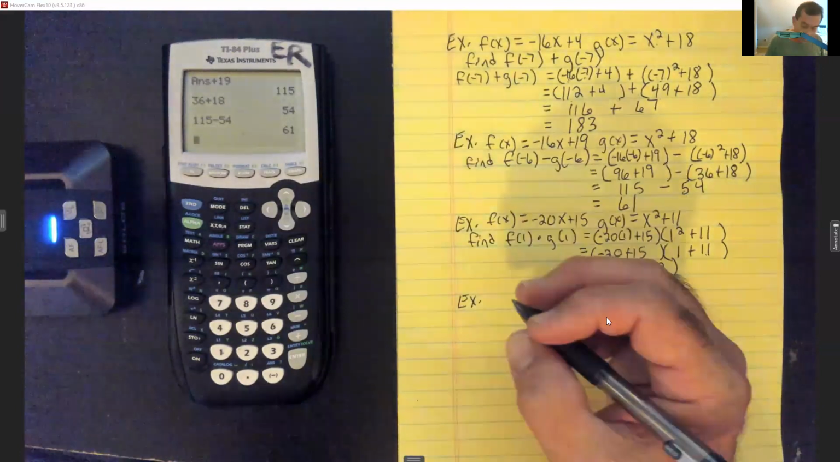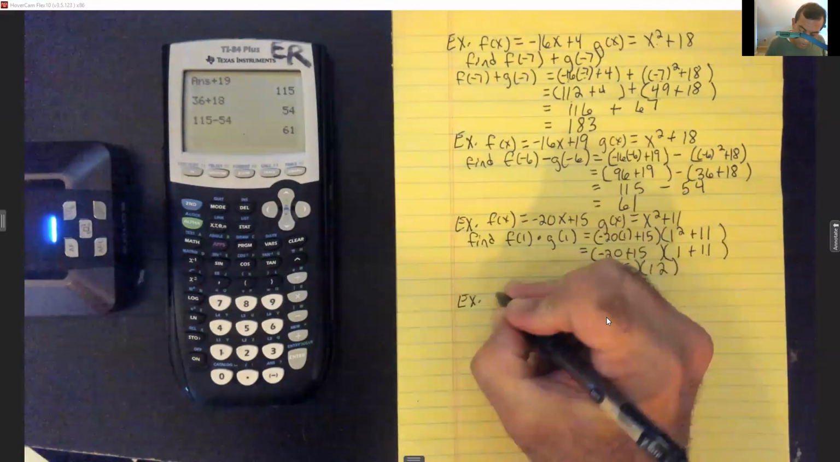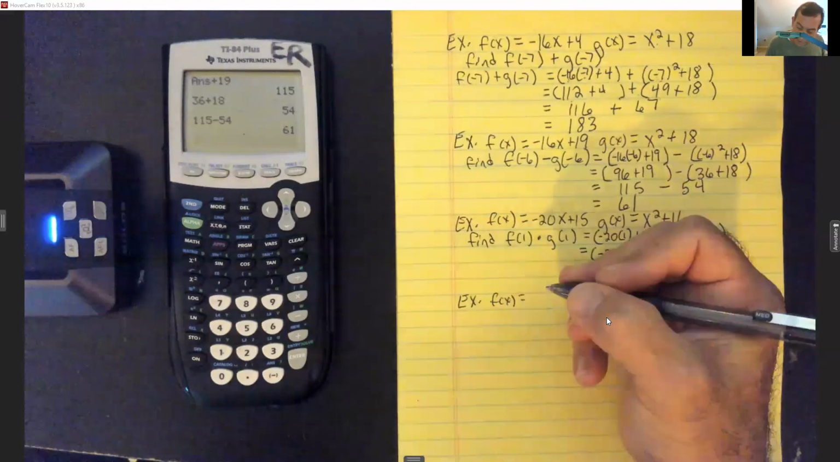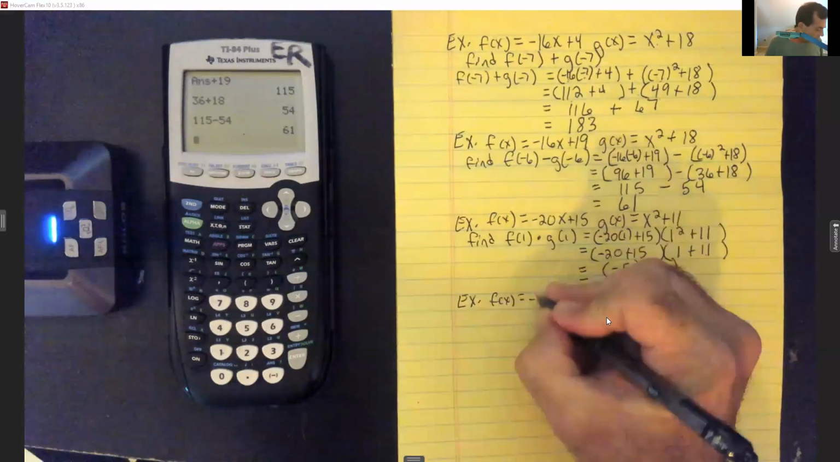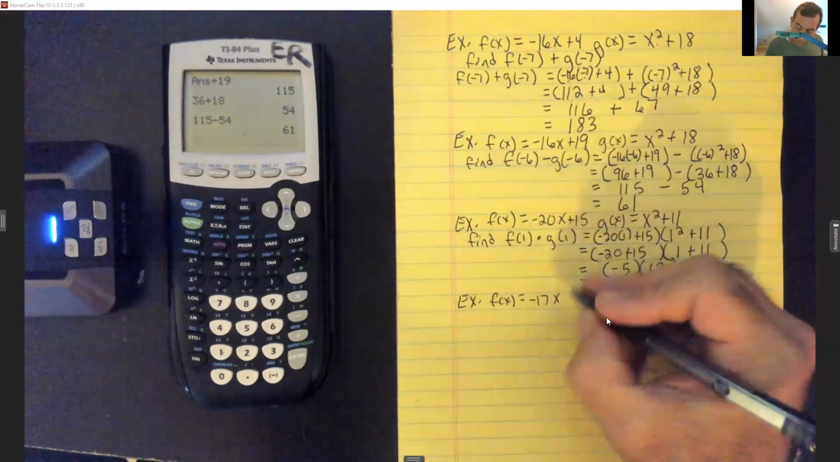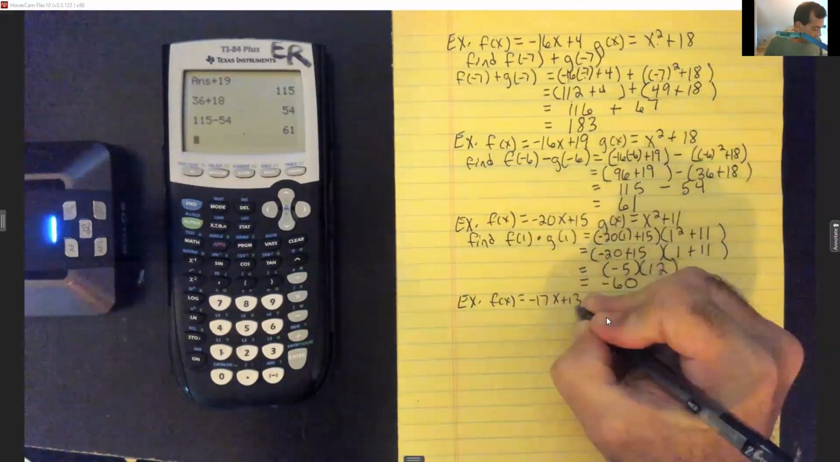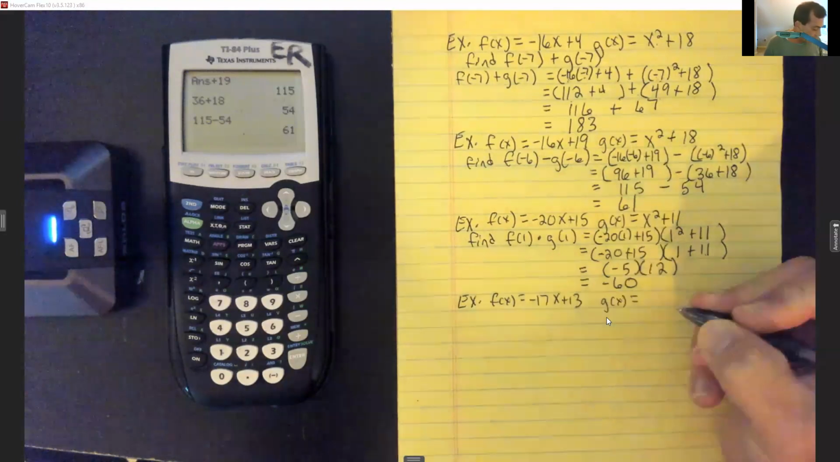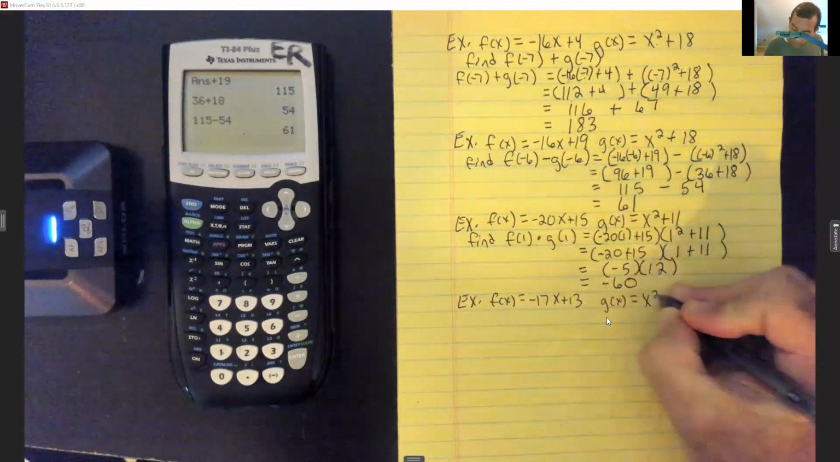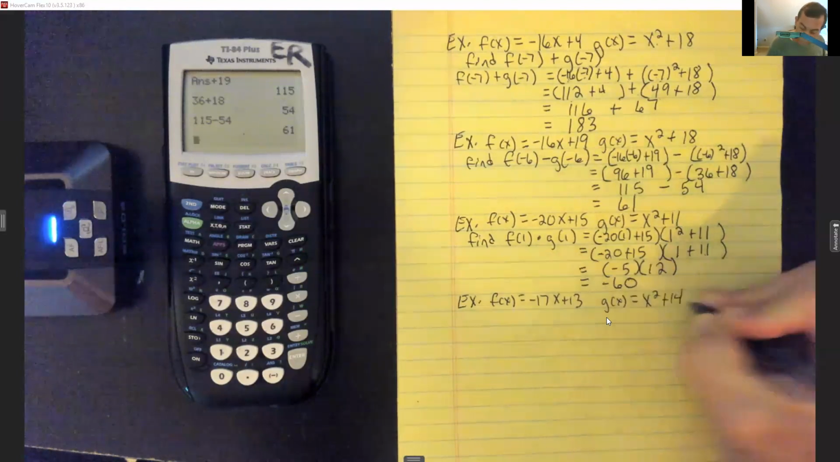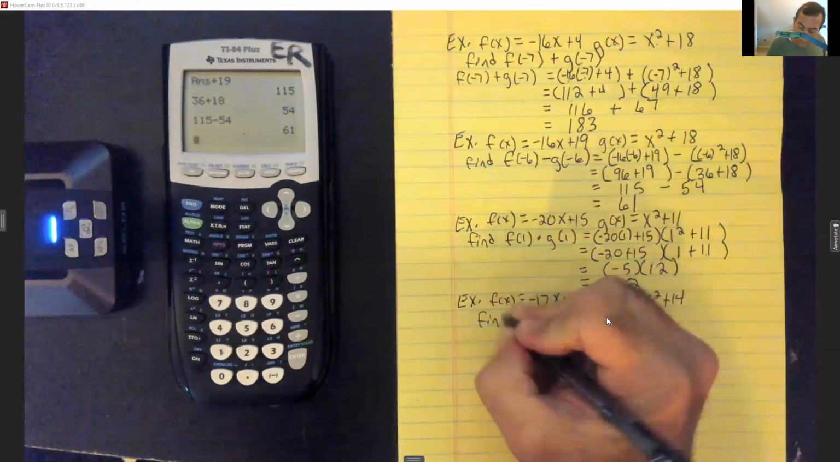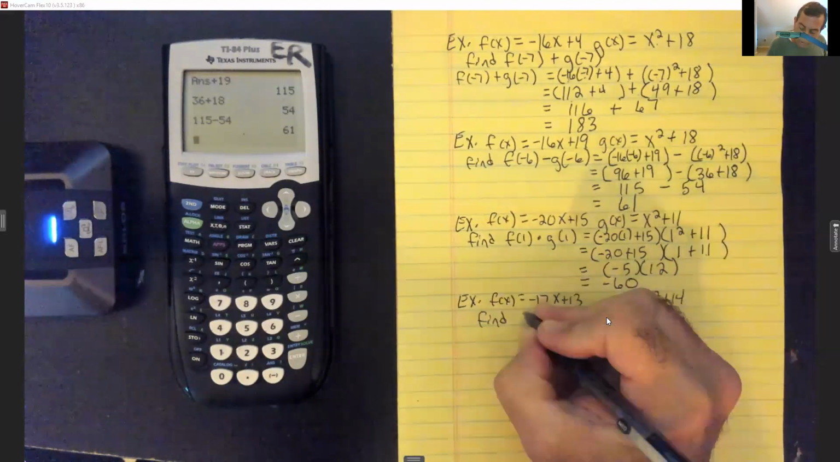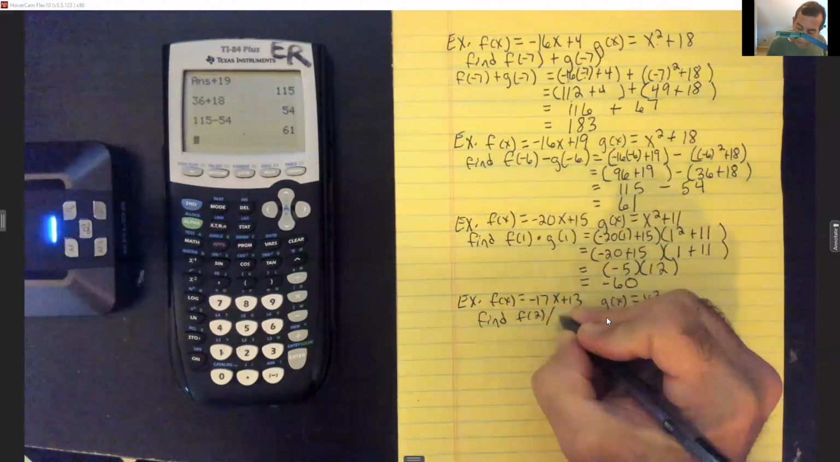All right, let's see. F of x is going to equal -17x plus 13. G of x is going to equal x squared plus 14. I'm going to find f of 2 divided by g of 2.